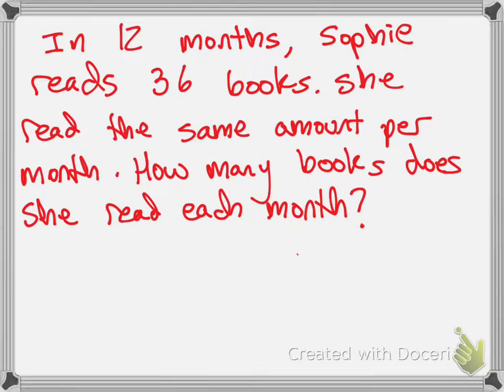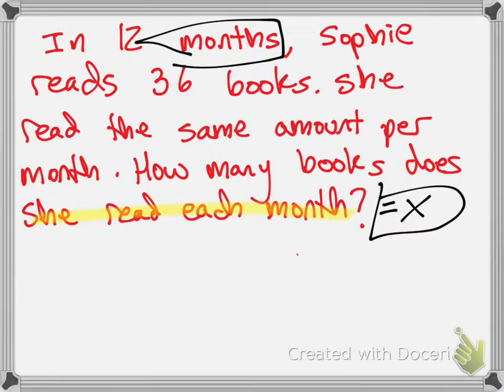How many books does she read each month? Exactly. I don't know how many books she reads each month, so that's going to be my X. Let's think about it. In 12 months, she reads 36 books. We want to keep our months with our months, right? This says months. This is months.